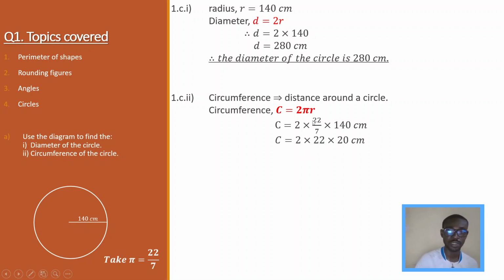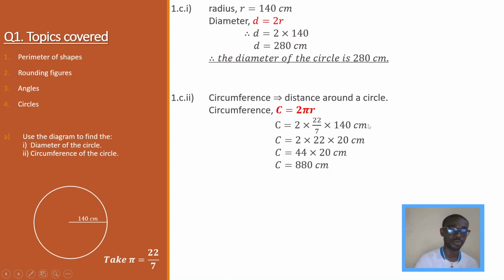So this is your 2 times 22. This 7 is no more there because we have used the 7 to cancel the 140 to get to the 20 that we have here. Now, we can just simplify it by multiplying this 2 by 22 here. Multiplication is commutative, so it doesn't matter how you multiply them, you get the same answer. So let's use 2 to multiply this 22 that we have here. So 2 times 22 is what? 44. So 44 times 20 centimeters is going to give us 880 centimeters.